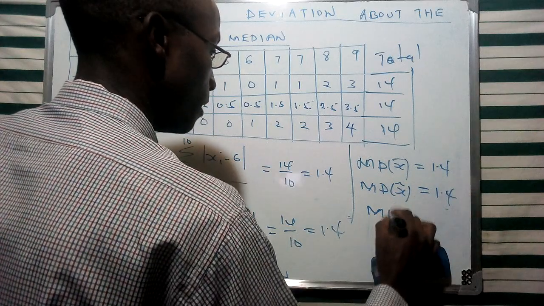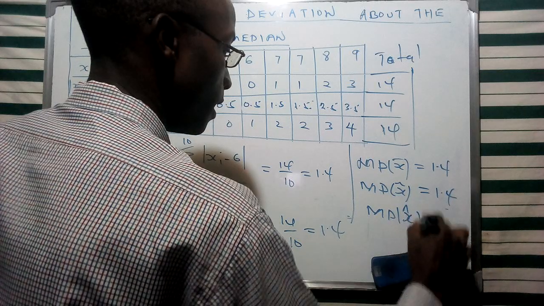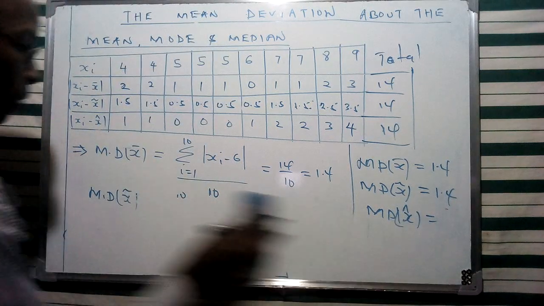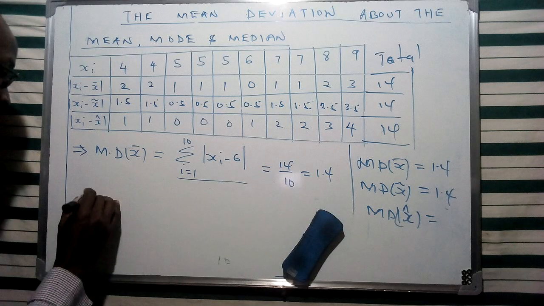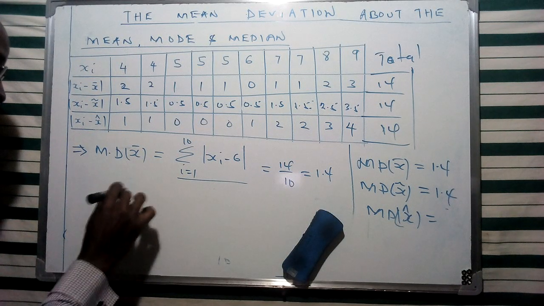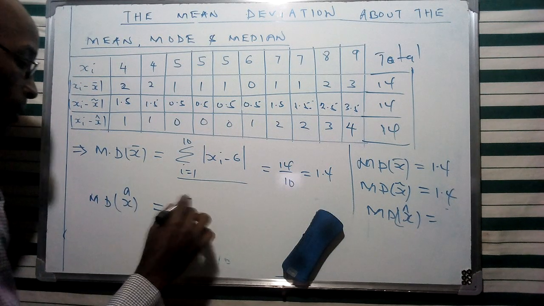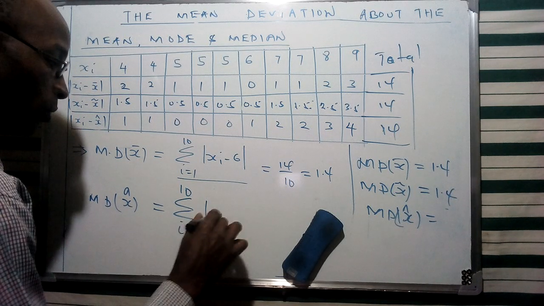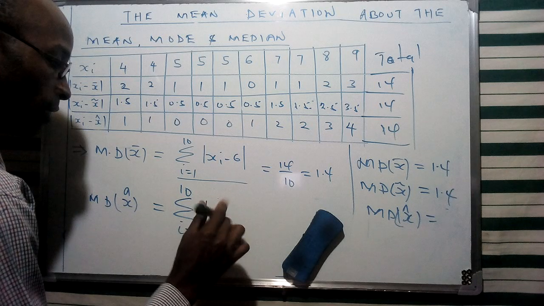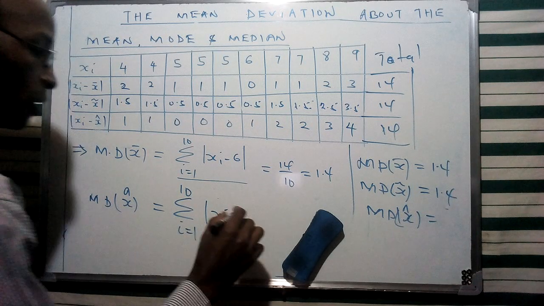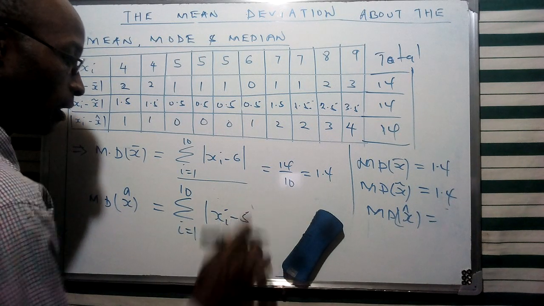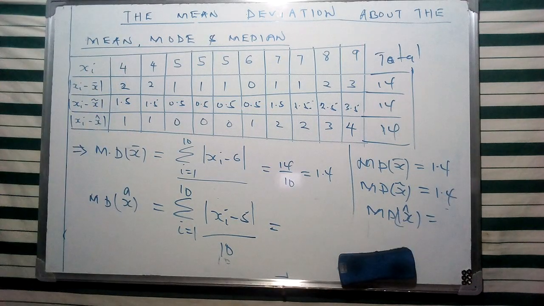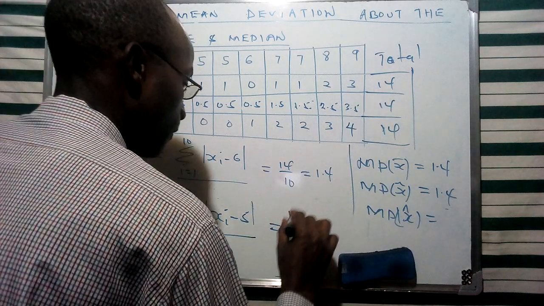So we're going to find the mean deviation about the mode and see which value it's going to give us. The mean deviation about the mode is the summation from i equals 1 to 10 of the absolute value of x i minus the mode. We said our mode is 5, and therefore that's going to be all over 10, and this is going to give us, of course, a total of 14.